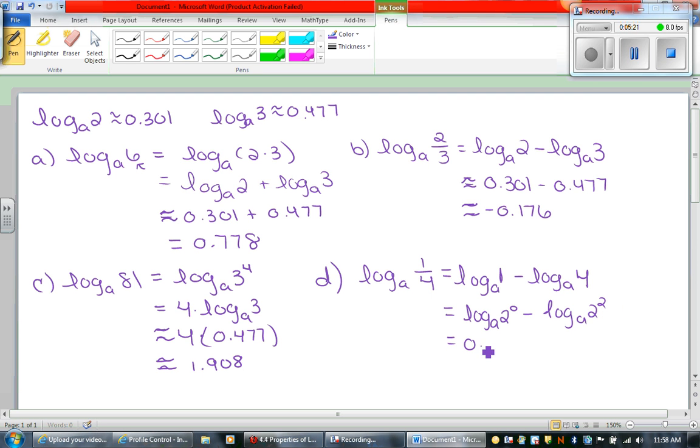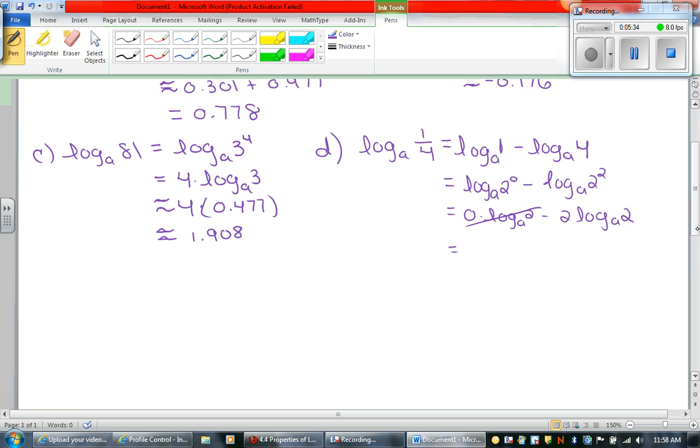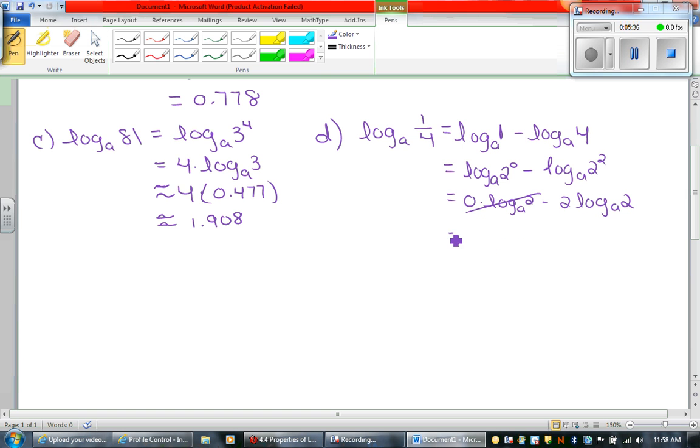Go ahead and move my exponents. We know 0 times anything is 0. And then 2 times log of 2. We're going to replace that log base A of 2 with what it's equivalent with, and then find the product.